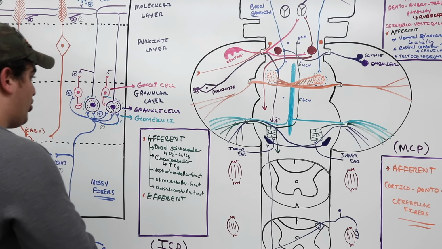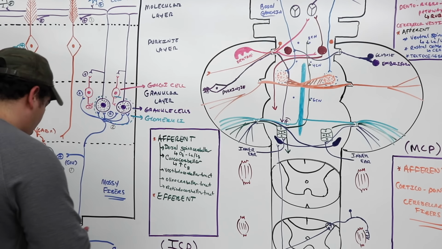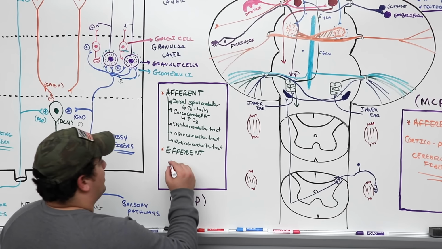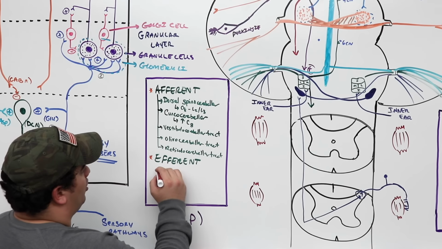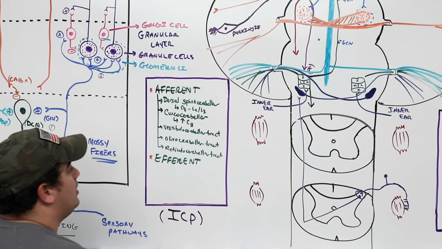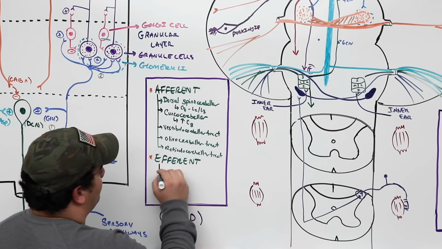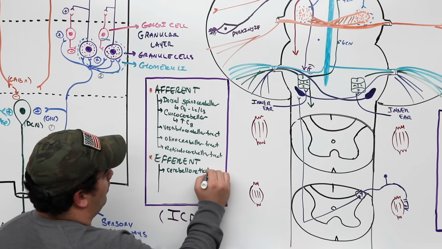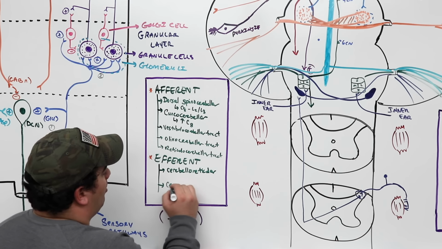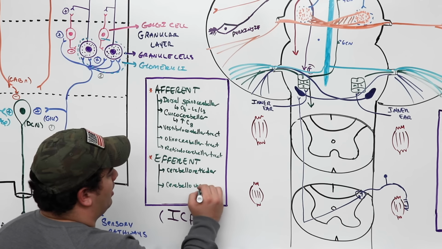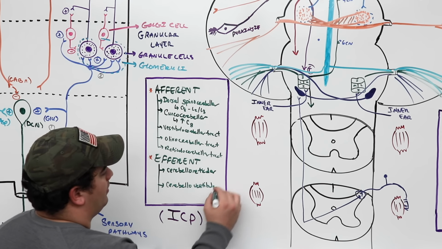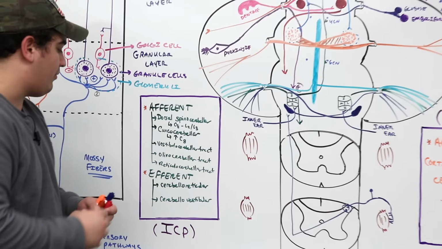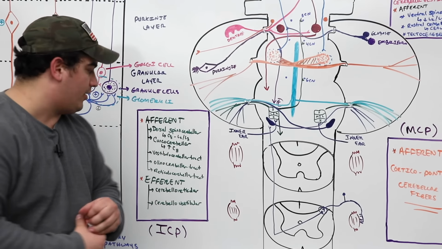Efferent. The ones that I want you to remember here are going to be the cerebello-reticular and cerebello-vestibular. Let's actually keep it in green here. And some books and some literature will even say cerebello-olivary, but there wasn't a lot of research on that, so I don't want to include that one in here, okay?